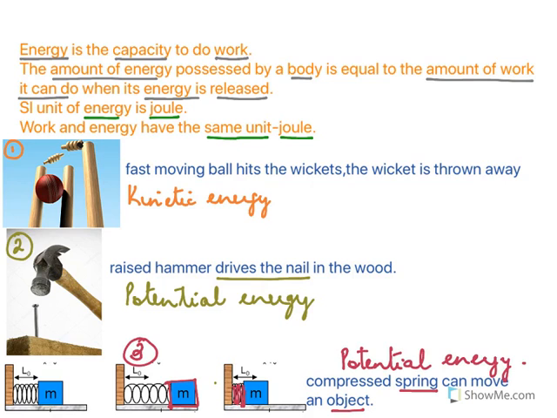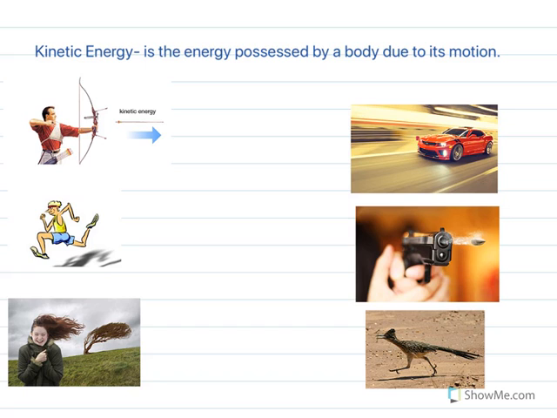So in this slide, we learned what energy is. Energy is a capacity to do work. When an object can do work, it is said to have energy, and the energies are of different kinds. We have kinetic energy, the energy possessed by a body because of its motion. In the second, we had the potential energy of the hammer because of its position, and in the last, we had the potential energy of a spring because of its shape. We'll now learn about kinetic energy.